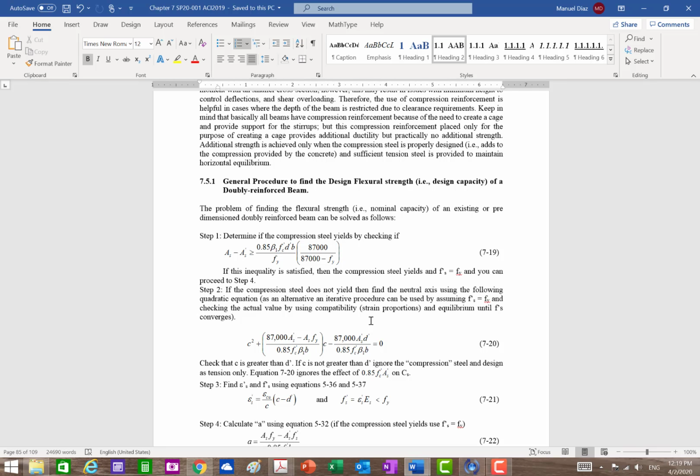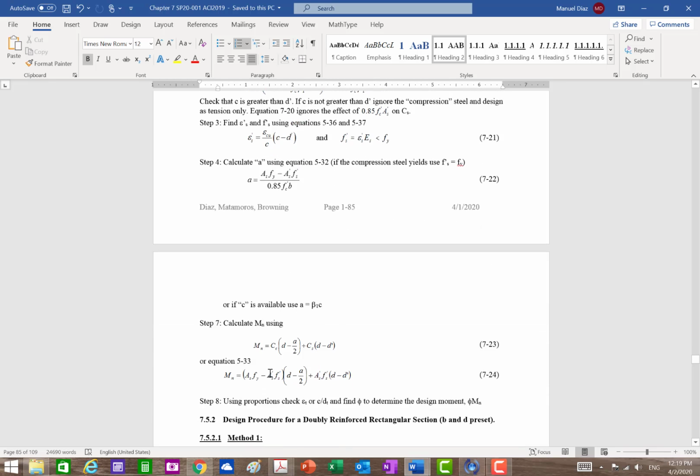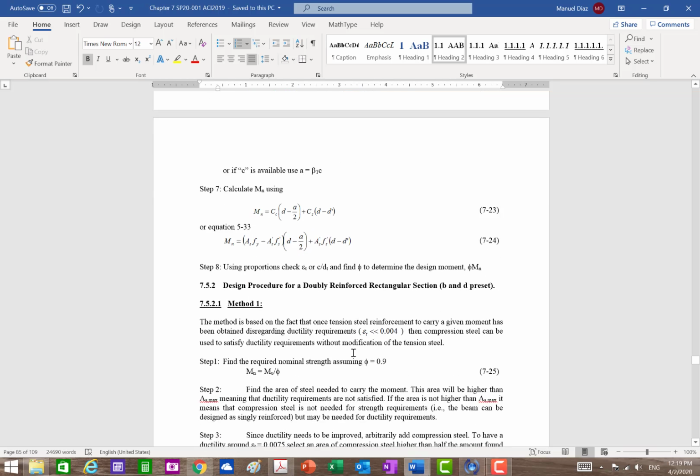Because As,max is not satisfied, the option when using compression reinforcement is to add compression reinforcement. You're going to add this arbitrarily. If you add about half of your tension reinforcement, then you're going to increase your ductility significantly, and most likely the beam is going to pass. But you have to check it back again using all these formulas, going all the way through, and check it. Okay? So that's method 1.